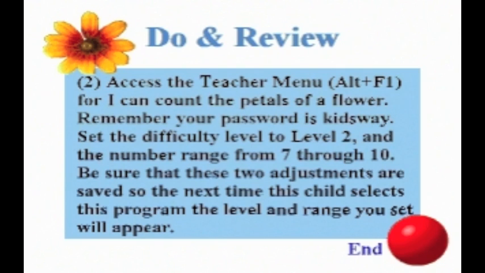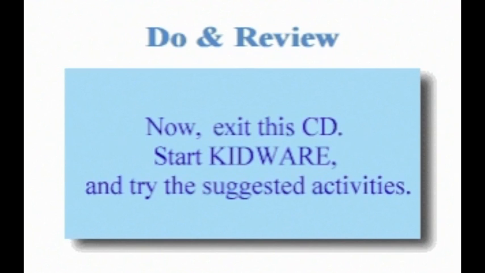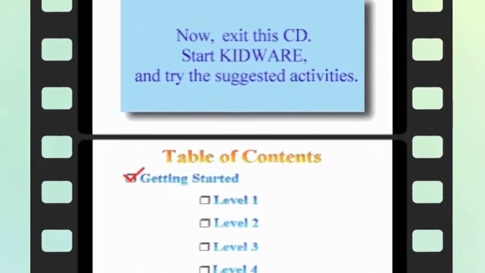Access the Teacher menu for I can count the petals of a flower. Remember, your password is KIDSWAY. Set the difficulty level to Level 2 and the number range from 7 through 10. Be sure that these 2 adjustments are saved so the next time the child selects this program, the level and range you set will appear. Now exit this CD, start KIDWARE, and try the suggested activities.